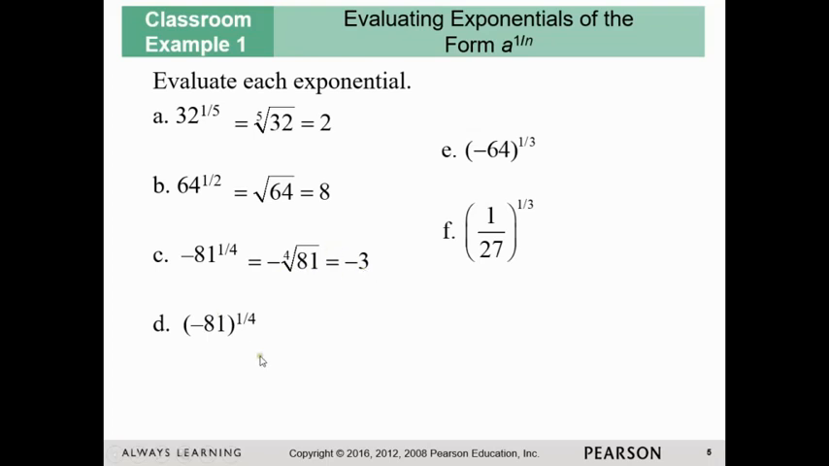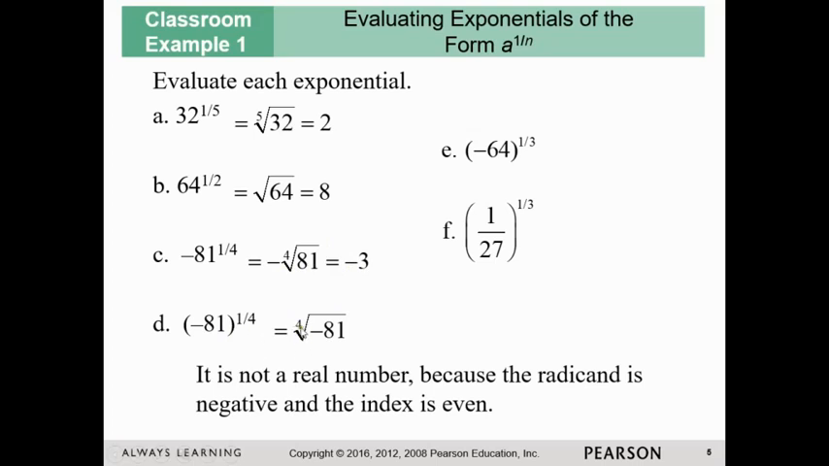Now D, what we have here is we're trying to take an even root of a negative radicand. And remember, we can't do that. We say that that's not a real number, right? Because the radicand is negative and the index is even. So looking at E, you might think, well, we can't do that. But actually what we're doing here is taking an odd root of a negative radicand, which we can do. So what we do is we take the cube root of negative 64, which is negative 4.